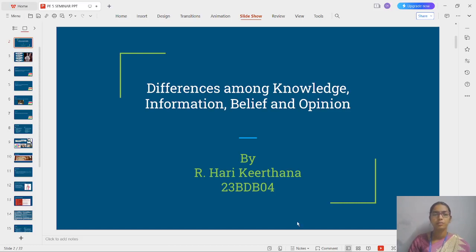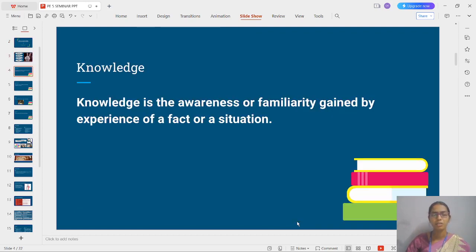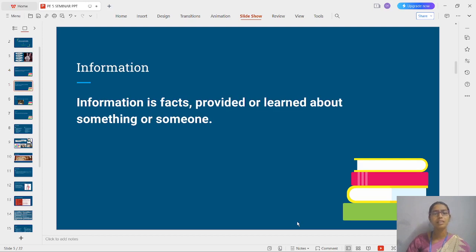So, the topic we are going to discuss is the differences among knowledge, information, belief, and opinion. We often confuse and misuse these words without knowing the proper meaning. So, the first, knowledge: it is the awareness or familiarity gained by experience of a fact or a situation. Whereas information is facts provided or learned about something or someone.